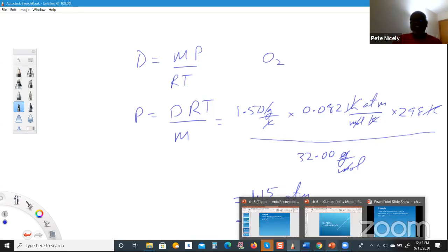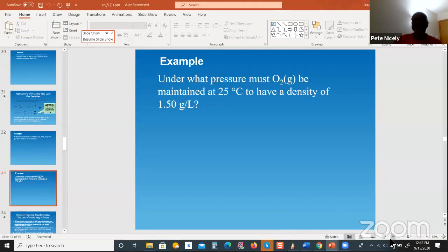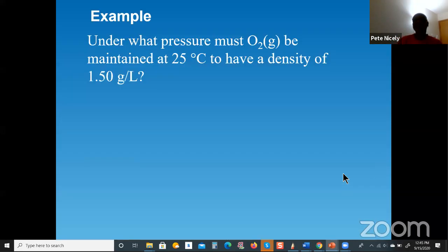Okay, any questions about this example? Any questions? Any questions? I think we're good. Okay, so far so good.